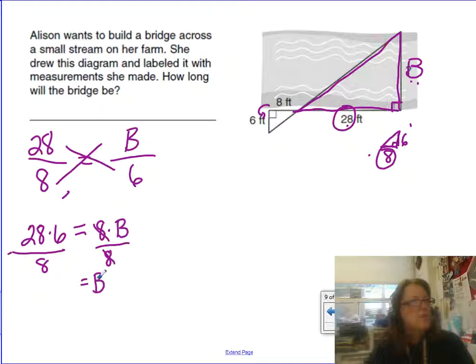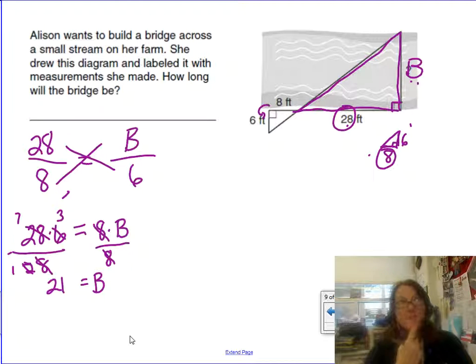So, ready or not, here we come. Let's see. If I divide a 4 out of here, that leaves me with a 2. And a 4 out of 28 is 7. Divide by 2 again into the 6, 3. I get 21. Boop. And that seems right because this side 6 was smaller than the 8, not by much. This bridge B should be smaller than 28, and 21 is.